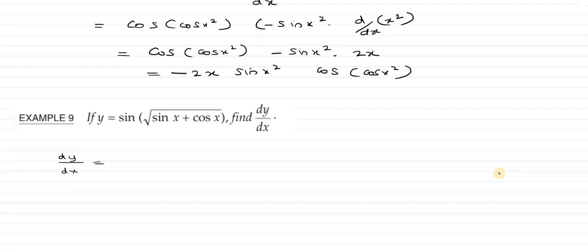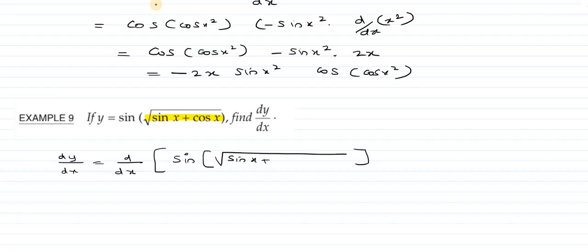dy by dx is d by dx of sine. Okay, sine is my function and there is no power for sine, but the angle is what? Under root sin x plus cos x. So I will ignore the angle in the beginning. Only I will differentiate what? Sine. When I differentiate sine, it will give me cos. Inside, whatever is there, I need to write as it is. Should I change it? No. I have to write as it is.